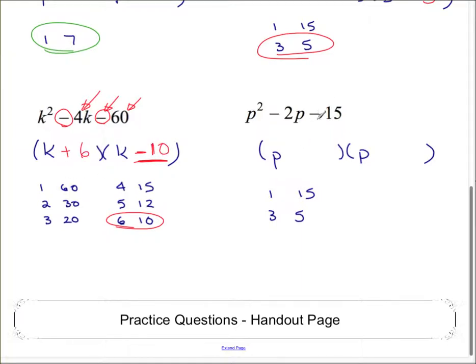Very last one. This tells me the signs are different, one of each. This tells me, or that sign there rather, this tells me that the bigger number is going to have to go here. And so they have to multiply to 15 and subtract to 2. Got them there. Bigger number 5 has to go there and a 3 there. And that wraps that up. And work on the handout page.